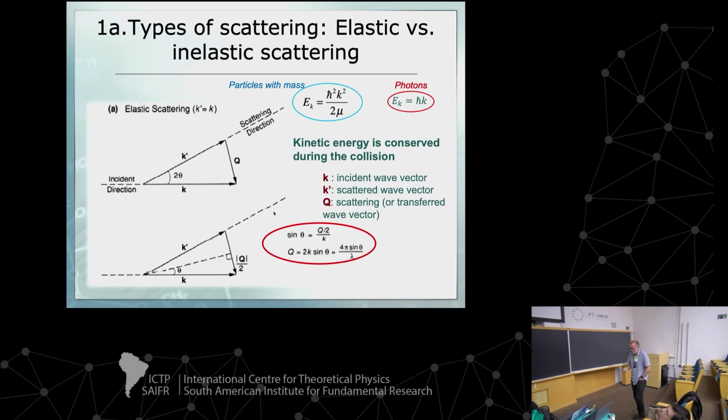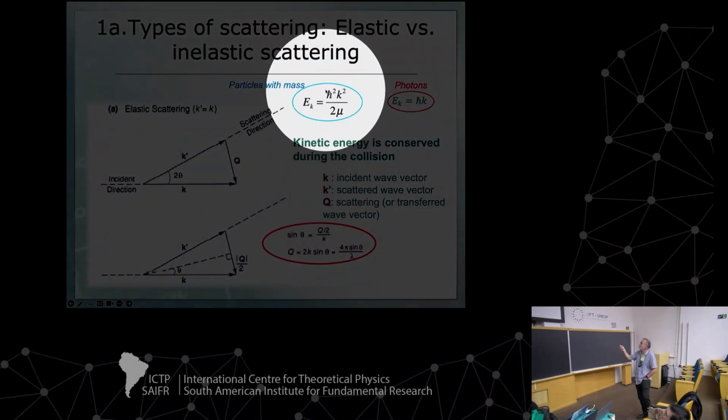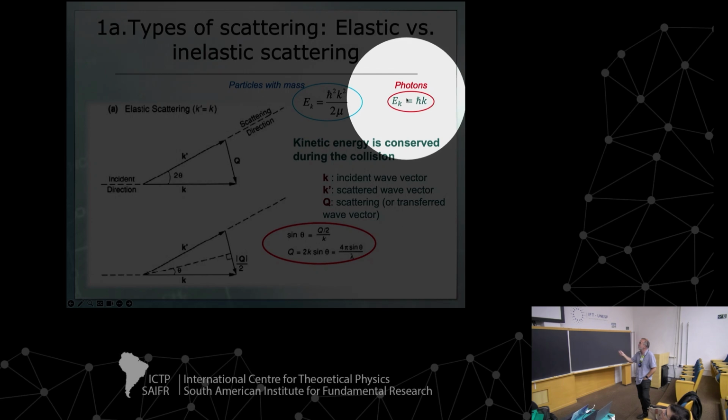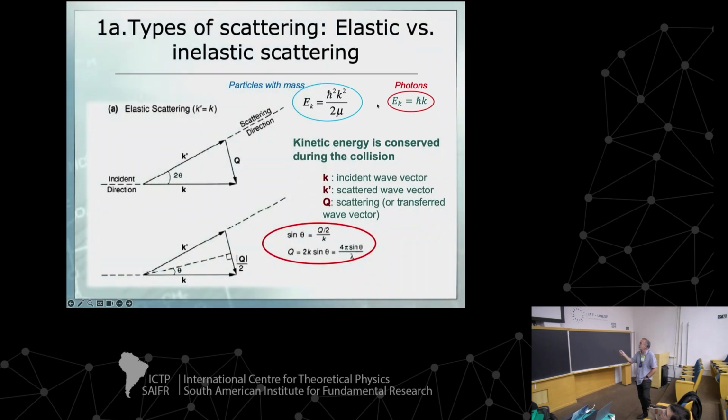Well, let's go a little bit to the basics. We have 2 types of scattering, and this is basic mechanics, because when we talk about scattering, we talk about collisions. In principle, it's collisions with particles with mass, and this is the quantum energy associated with a particle with a mass mu, or particles without mass, but still have an energy and momentum associated, that are photons, right? This is the de Broglie energy expression, right?